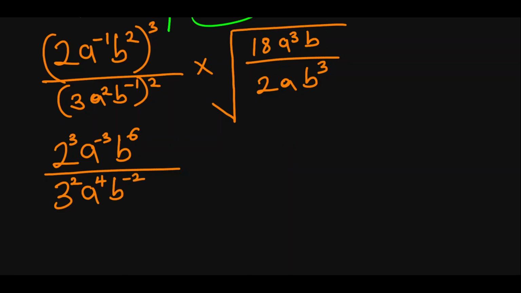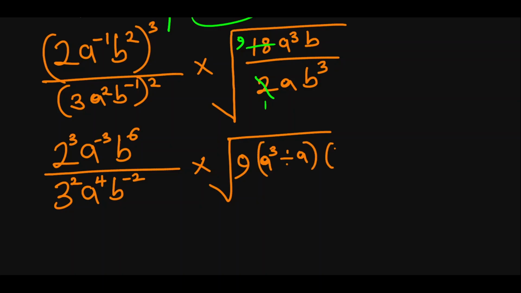Then for the roots, since we've created the root community, we now have to cancel out 2 into 2, 1, 2 into 18, 9. Now within that root, let us convert the denominator and numerator pattern to the division pattern so that we can see clearly and apply the laws. So this gives us multiplied by the square root of 9, a raised to power 3 divided by a, b divided by b raised to power 3.